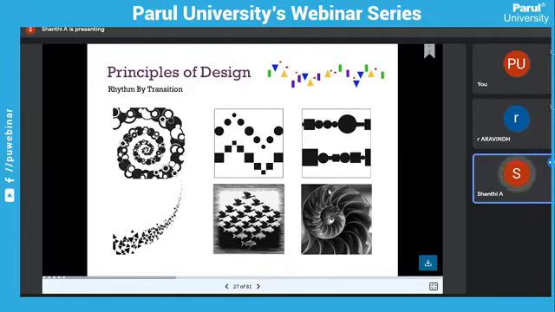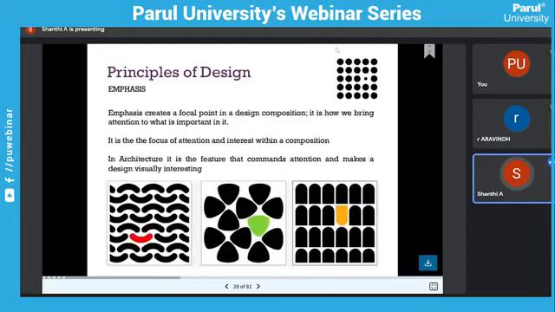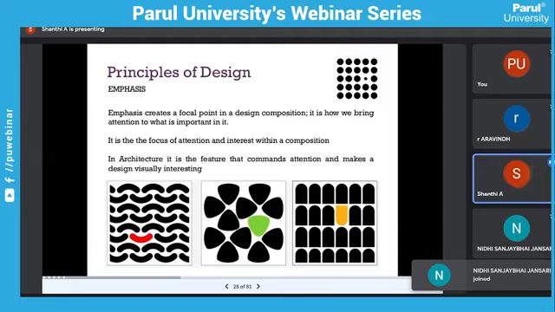Here also the same thing. The size of the arrangement varies, but the arrangement, the pattern is similar. So the same thing here. So this gives us a feel of transition. So emphasizing is nothing but making something very important. We call it emphasize, which means we are making a focal point or the composition in such a way that we are creating attention towards some particular point.